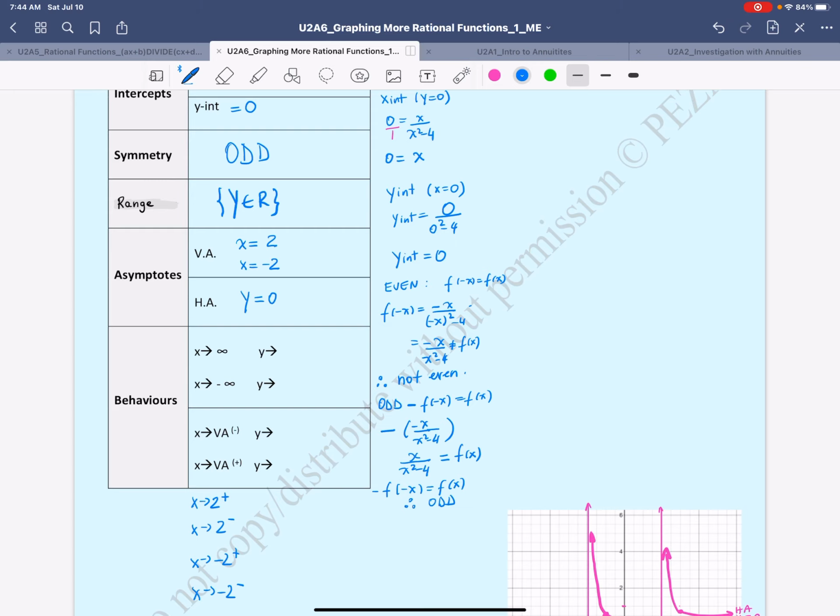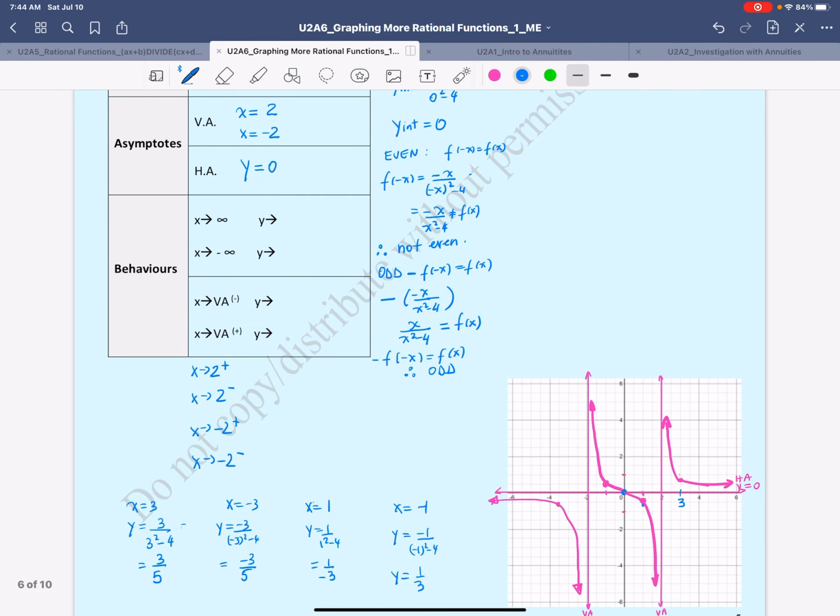Now, about the end behavior, let's read this together. As x approaches positive infinity, the y values are above 0, so we'll say 0 plus. As x approaches negative infinity, the y values are below 0, so 0 minus. As x approaches the vertical asymptote 2 from the right-hand side, the y values are going towards infinity. When x approaches 2 from the left-hand side, the y values are going towards negative infinity.